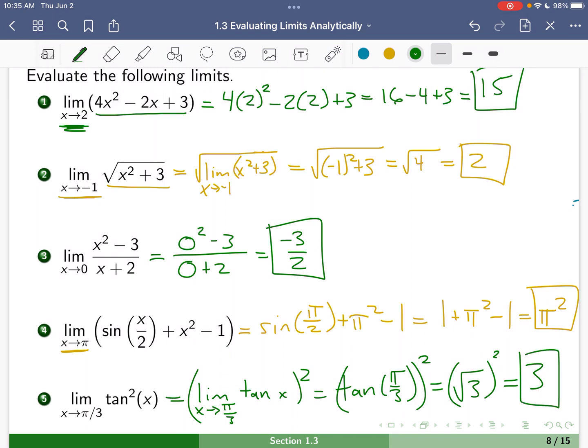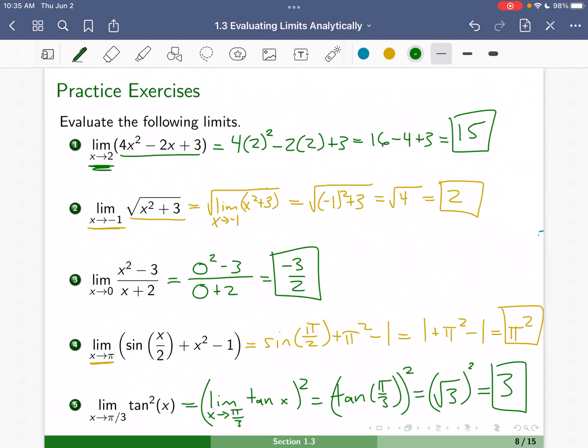So all of these, we could do that direct substitution because we were dealing with functions that were continuous at those points, right? So they were continuous at 2, continuous at -1, continuous at 0, continuous at pi, continuous at pi over 3.